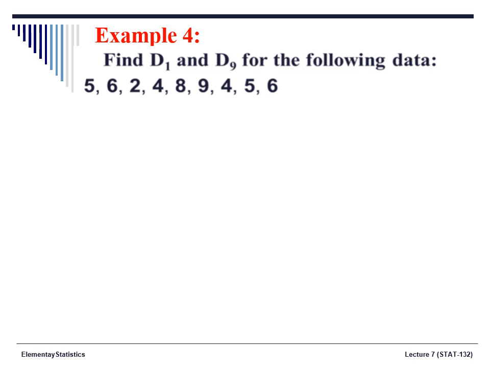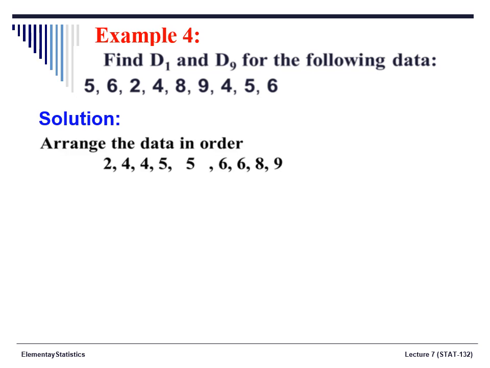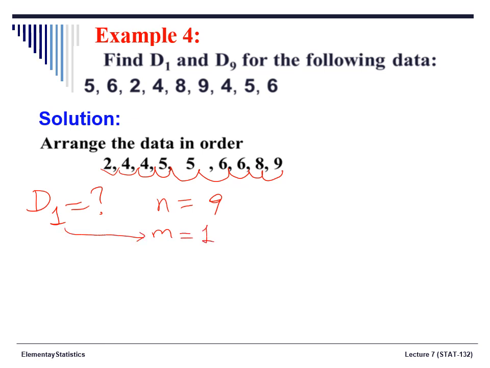What are D1 and D9 for the following data set? The first thing you have to do is write it in order, so arrange the data in order. Now, you want to find D1, the first decile. How many numbers are there? n is 1, 2, 3, 4, 5, 6, 7, 8, 9: 9 values. What is m here? You are trying to find the first decile, so m is equal to 1. Then you find C: 9 times 1 divided by 10, so it will be 0.9.